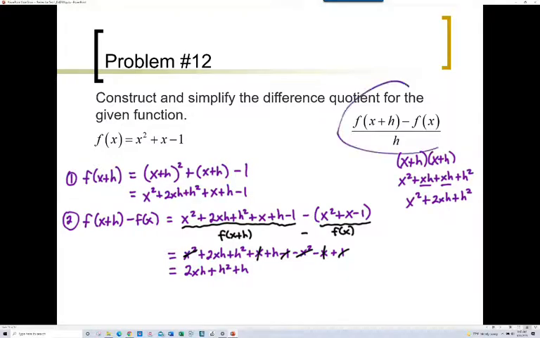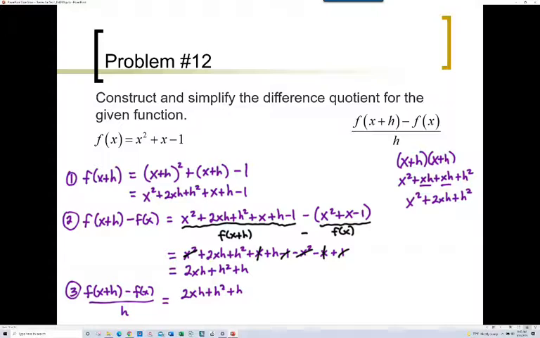Now we're ready for the last step. So we're going to find the final answer, the difference quotient. It's going to be, notice we already have the numerator. That's what we did in step 2. So let's write that. Our denominator is h. So we can break this into 3 fractions. 2xh over h plus h squared over h plus h over h. You're going to end up with 2x plus h plus 1. H over h is 1.